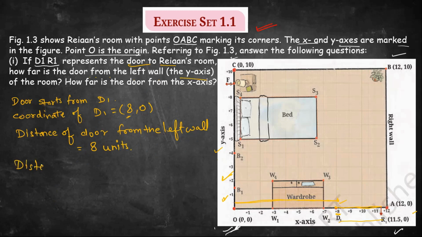Similarly, the distance of the door from the x-axis. As the door is starting on the x-axis, there is no such distance of the door from the x-axis. The distance from the x-axis is the y coordinate, which you can say is 0. So this is 0 units. Is it clear? Okay, shall we move to the next question?